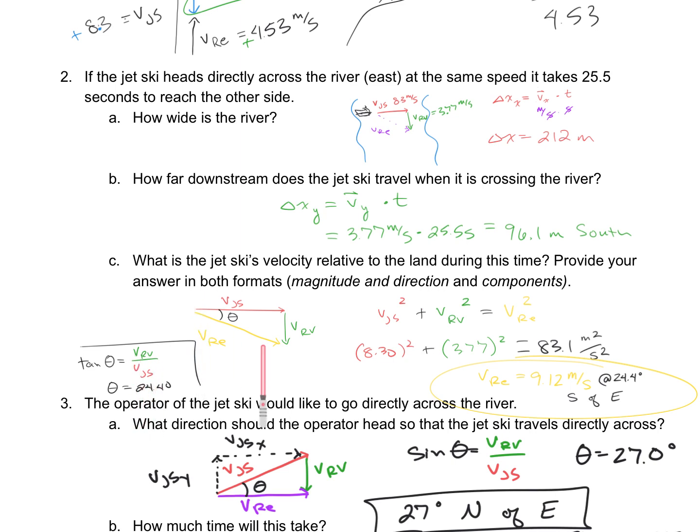You could use the angle to determine the unknown side also, but I decided to use the Pythagorean theorem to show my work here, because this is one side and this is the other side of a right triangle. So a squared plus b squared will give you the hypotenuse squared. In that way, I'm going to show that the magnitude of the velocity is 9.12 meters per second, and the direction is 24.4 degrees. A lot of people seem to have trouble with how to phrase it: is it east of south or south of east? But imagine you're the jet ski and you are traveling directly east.